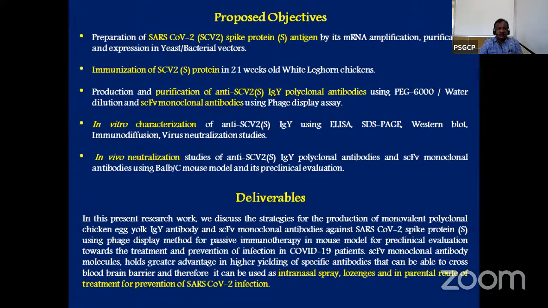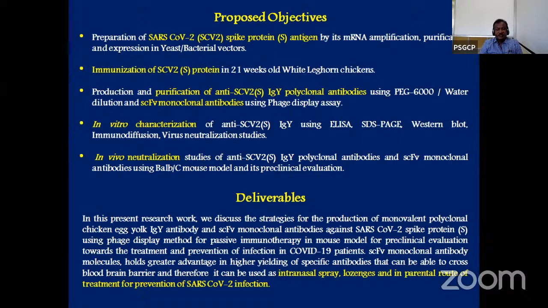SARS-CoV-2 spike protein. For that, an immunization protocol is there. Then you need to characterize them. Then in vivo and in vitro neutralization studies are required. For in vivo and in vitro neutralization, we need to go to a BSL 3 laboratory, that is Indian Immunologicals. I said we will be taken to that.